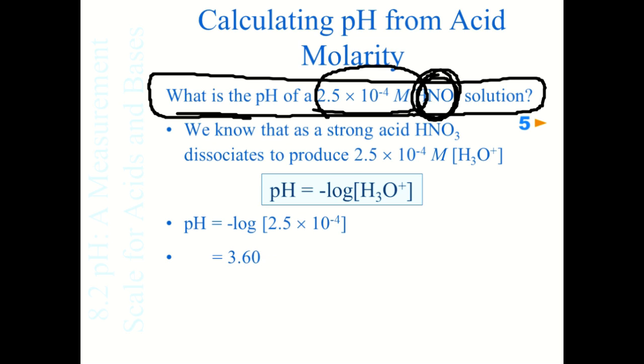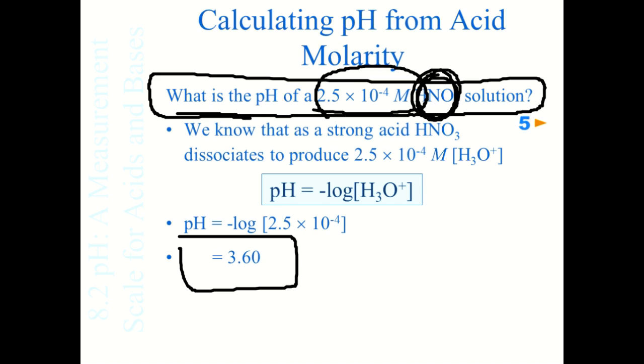Okay, what is the pH of a 2.5 times 10 to the negative 4 molar HNO3 solution? What is it? Excellent. 3 points, that's it. And remember, pH has no units. pH is unitless. Got it?